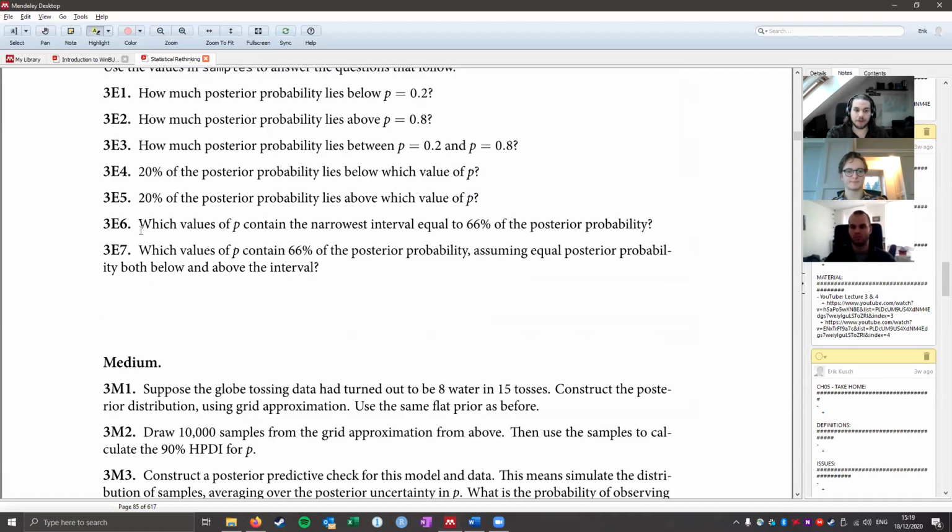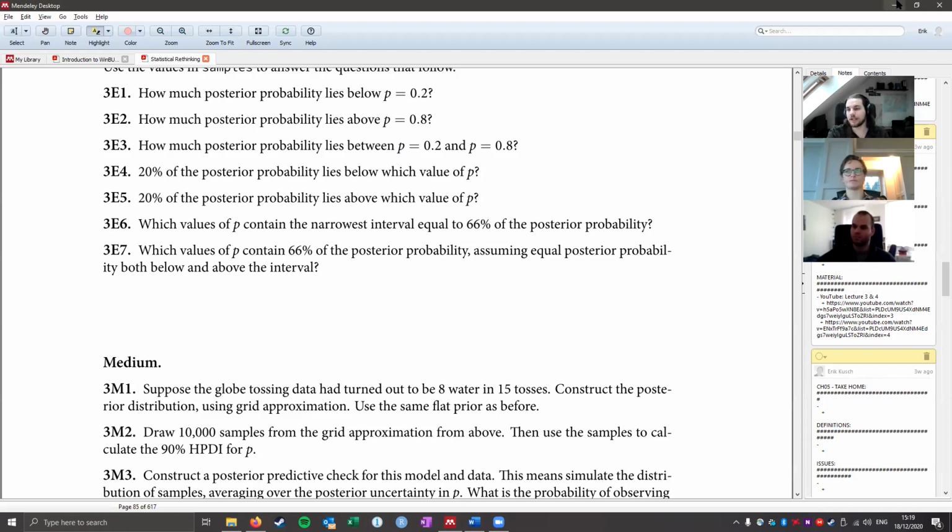So for 3E6 and 3E7, the questions are which values of p contain the narrowest interval, so that is the highest posterior density interval, HPDI, equal to 66% of posterior probability, and then E7 is which values of p contain 66% of the posterior probability, assuming equal posterior probability both below and above the interval. That's just the percentile interval.